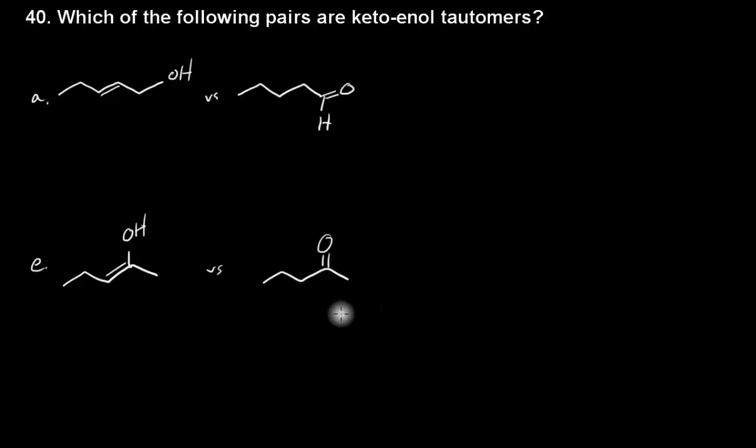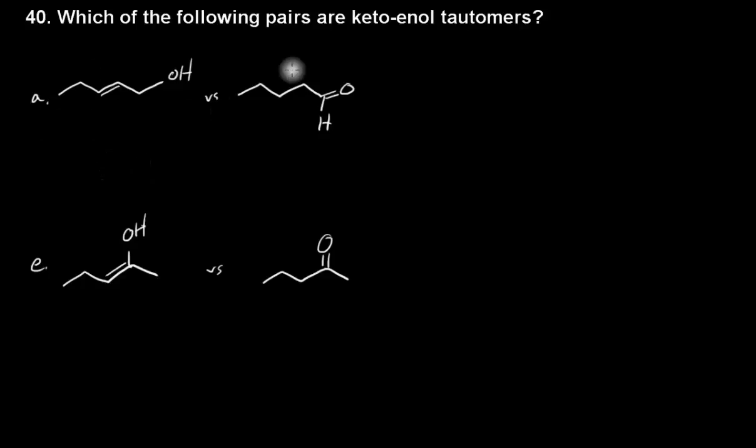Okay, so question 40. Which of the following pairs are keto-enol tautomers? There are a couple different ways to approach this question. You can either try to figure out what the keto form of an enol might be, or what the enol form of the keto might be. Sometimes these questions are a little bit too simple because they don't actually give you enols, or they don't actually give you the keto or the aldehyde version.